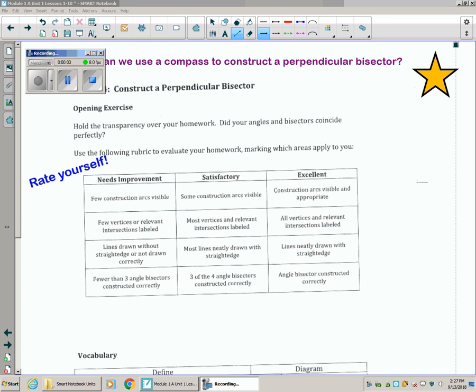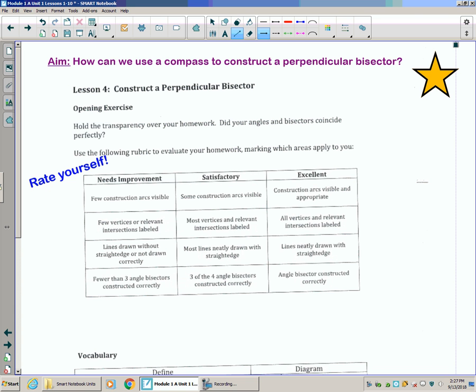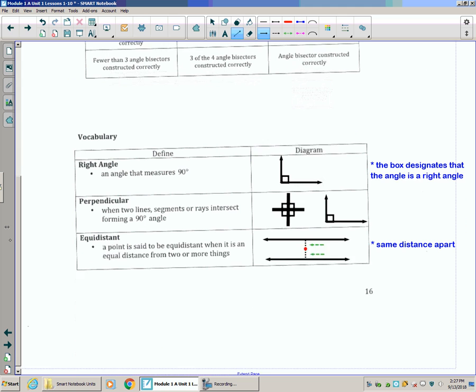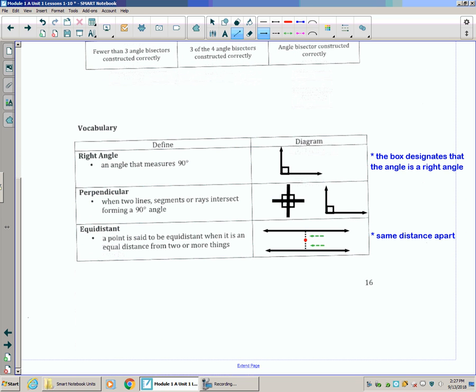In lesson number 4 in Unit 1, we're talking about making a perpendicular bisector, which is a very important construction, not just to do by itself, but it helps us do other types of constructions in the future. On the first page of this lesson, the bottom just gets into some important vocabulary again.